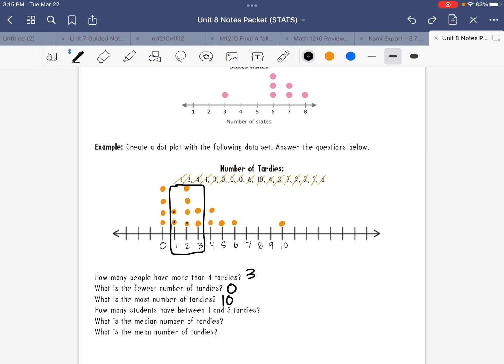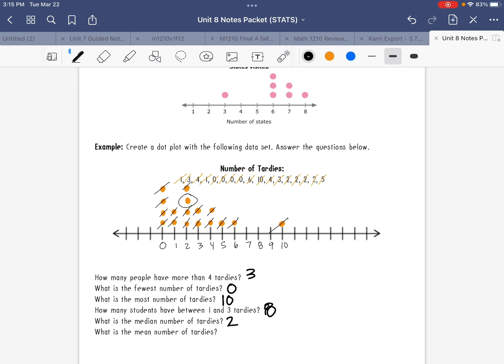Okay. So then, what is the median number of tardies? This one works pretty similar to how we do it when we have the numbers in the data set. We just cross off as we go, right? 1 low, 1 high. 1 low, 1 high. Which ends us up at a 2. So the median number of tardies is 2.